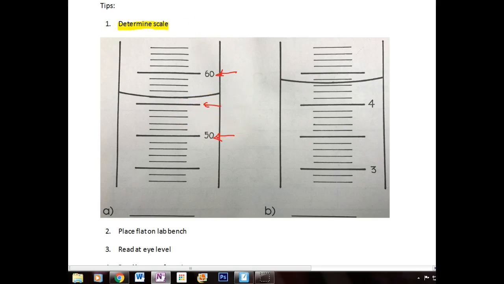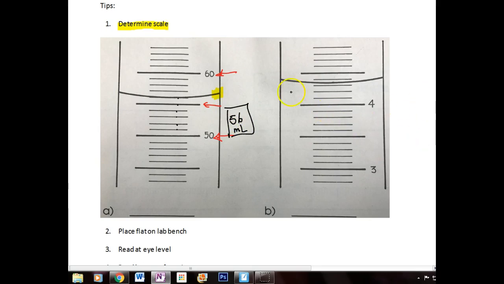Now this line here is representing the water level. I'll talk about why it is curved in a moment. But we read the bottom of that. So we're going to read this up as 51, 52, 53, 54, 55, 56, right on 56. So we're going to call this 56, most likely milliliters. I say most likely because I don't see the units on that.